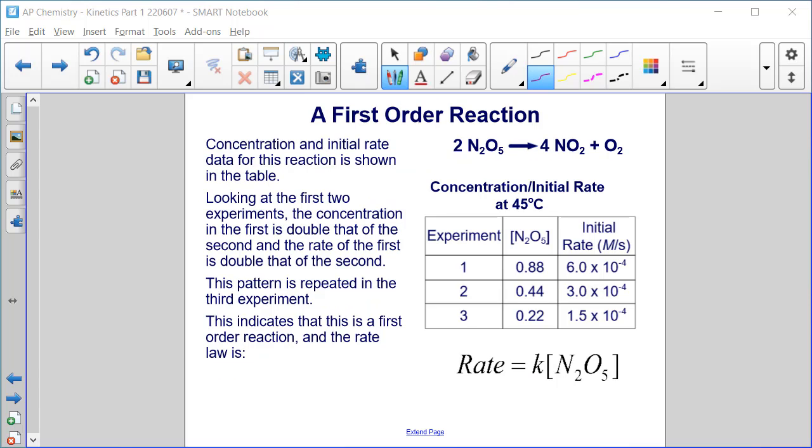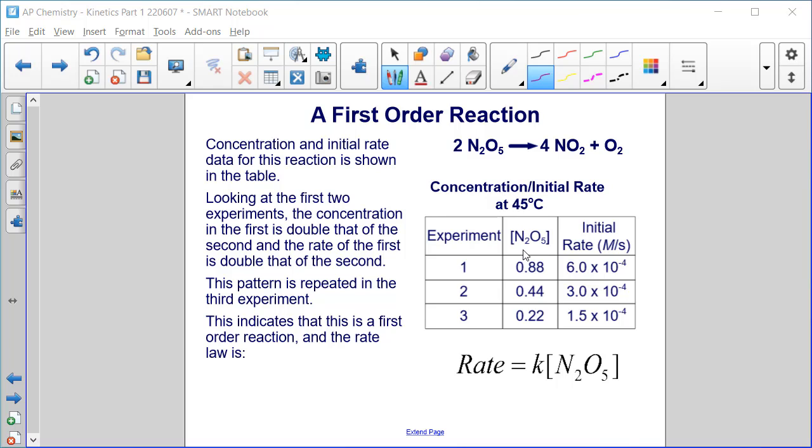Let's look at an example for a first-order reaction. We have this reaction, 2N2O5, which decomposes to 4NO2 plus O2. We've seen this reaction previously in this unit. Concentration and initial rate data for this reaction is shown in the table. So we run 3 experiments.